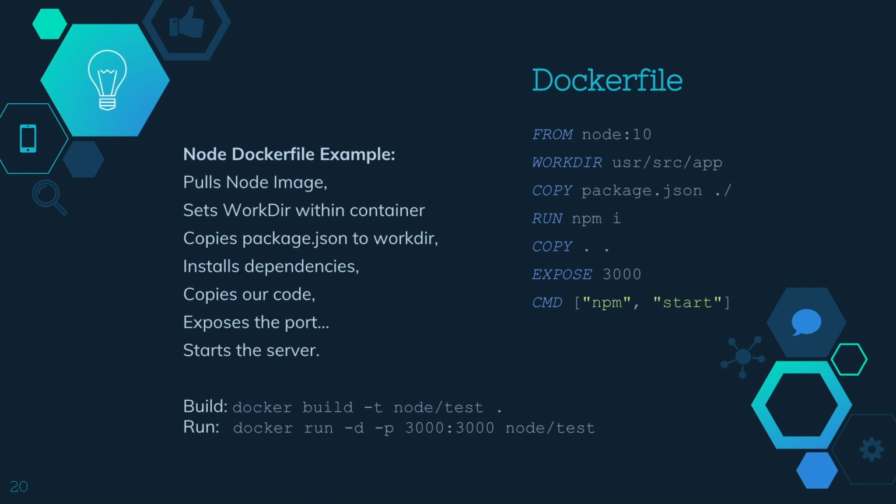So the next thing we're going to do is look at an example of node. It's a little bit more complicated, but we're going to pull the image. We're going to set a directory that we want to be our work directory, which is what we're telling Docker to run on. We're going to copy in our package.json, so all our dependencies will get copied in. Then it will install them in the container, not on our machine. Then it will copy our project code over, expose the port that we like, and run the start command.